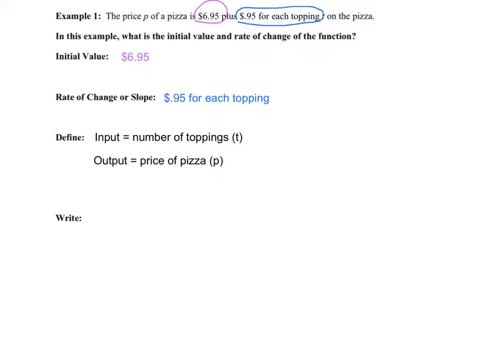And now what we want to do is write our equation. The equation is also known as your function rule. So we want to use slope-intercept form, y equals mx plus b. If you recall, y is our output. So what's our output in this problem? Our output is equal to our price of pizza. That is our y. Therefore, we're going to put P as our output.